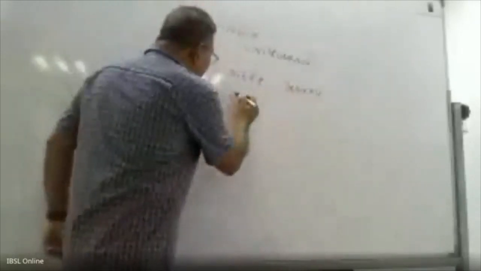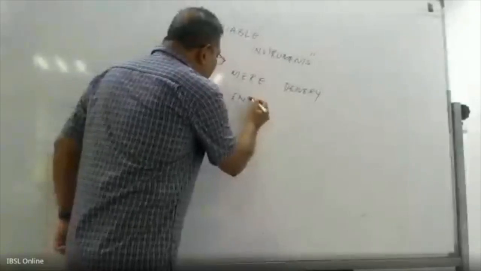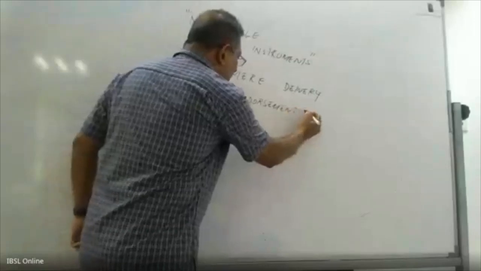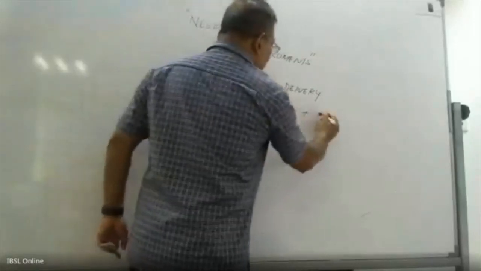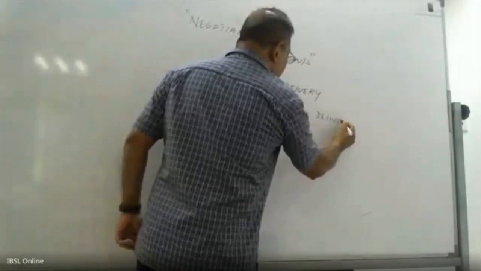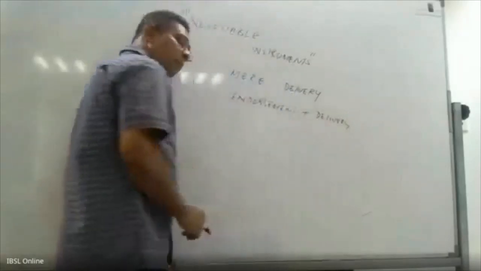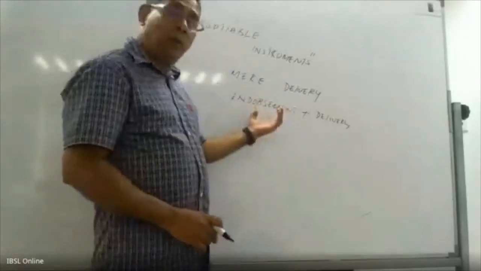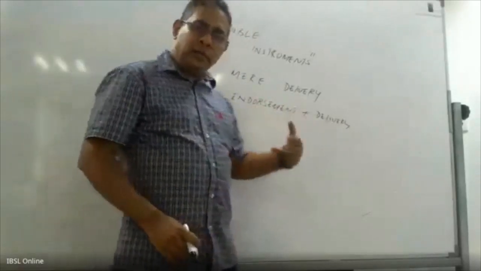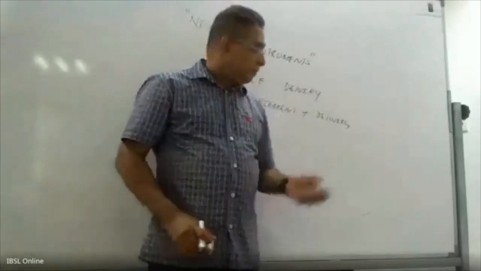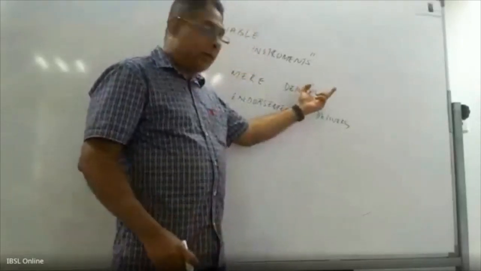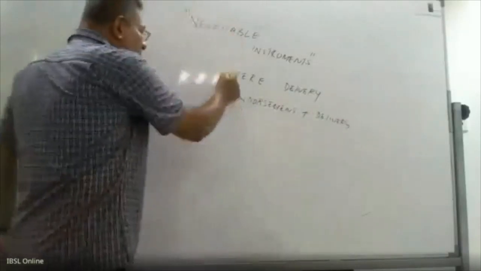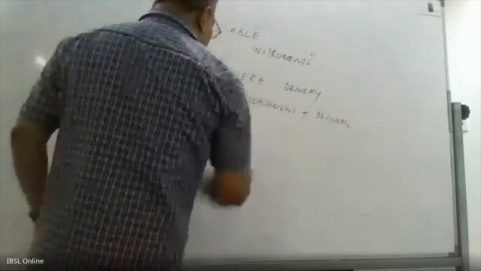Or I can give endorsement plus delivery. Taking the same example, if you give an order check, the recipient can endorse it and convert it into a bearer check and give value for the check. So it is by delivery, or by endorsement and delivery. Just make a note of it.